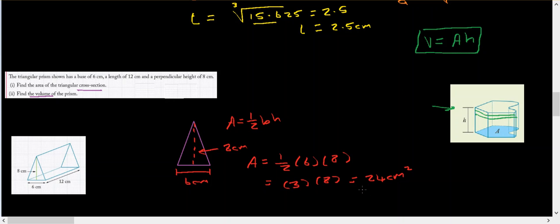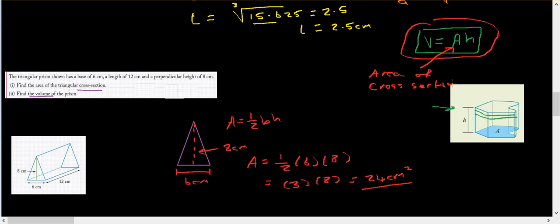So now once we have the cross-sectional area, we can use this formula here. So the volume is going to be the area. So the A is the area of the cross-section. And the cross-section in this case is a triangle. So now we can use this formula. The height of this prism is going to be 12 centimeters. So all we do is take this area that we found and multiply it.